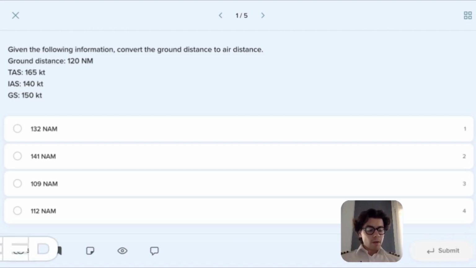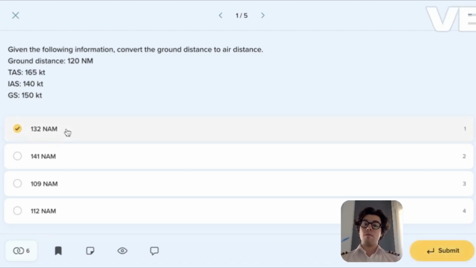However, in this case, following the equation, we have the true airspeed and ground speed. And here we can see that we were given the IAS just to trick us, as we will not need this information at all to solve this problem. So we have the true airspeed divided by ground speed, which is 1.1. And then we have our nautical ground distance, which is 120. And this gives us 132 nautical air miles. And as you can see, this is more than our ground miles because we are flying with headwind. So we need to cover more distance through the air.